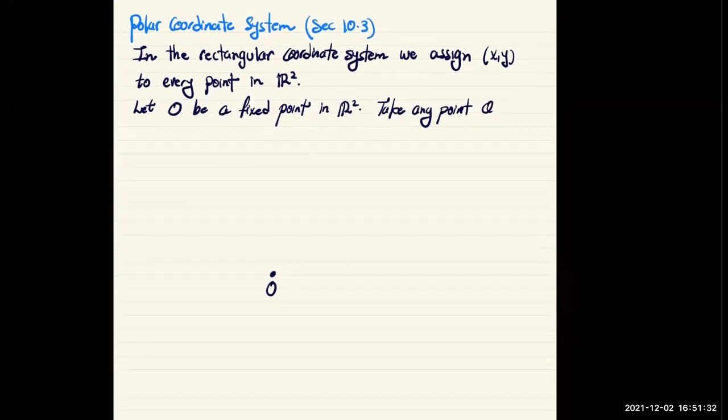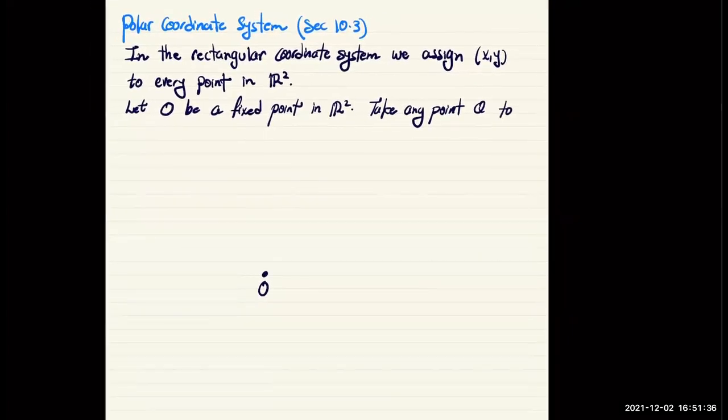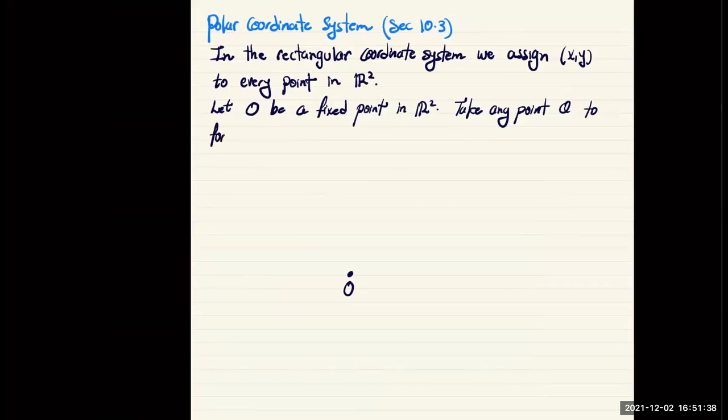That is not the same as O, of course, to form the ray OQ. This is a ray. A ray is a half line. So let's say here is Q. We'll connect those to form a half line, or a ray.